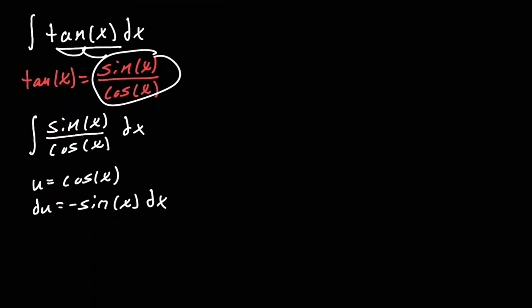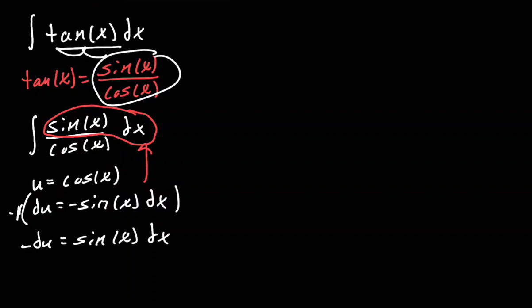But notice now, what we want to do here is get something that's exactly just like this, and we're very close, besides the fact that we have a negative right here, and we don't want that. So what can we do? We can actually multiply this whole thing by a -1. So by multiplying this by -1, we get a negative du equals positive sine x dx.